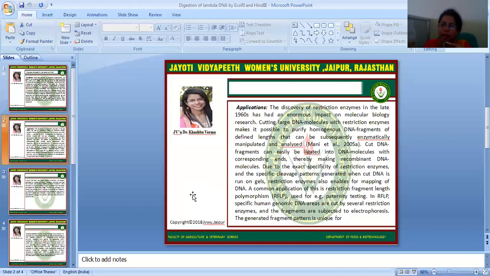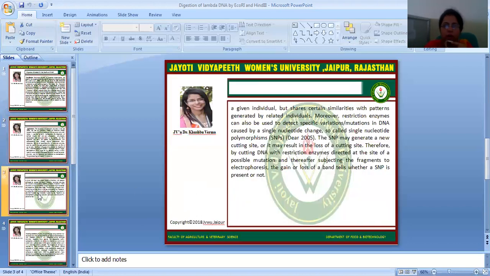A common application of this is restriction fragment length polymorphism, which is RFLP, used for example in paternity testing. In RFLP, specific human genome DNA areas are cut by several restriction enzymes and the fragments are subjected to electrophoresis. The generated fragment pattern is unique for a given individual but shares certain similarity with patterns generated by related individuals.